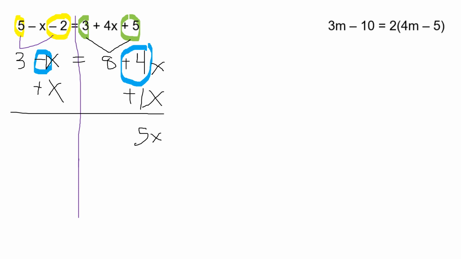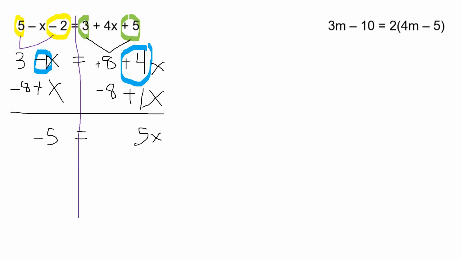So this is a positive 8 right now because there is no sign in front of it. And when there is no sign, we know it's a positive. So that means the opposite of addition is subtraction. So we're going to subtract that 8 from both sides. And 3 minus 8 is a negative 5. And 8 minus 8 is 0. So again, now we have negative 5 equals 5x.